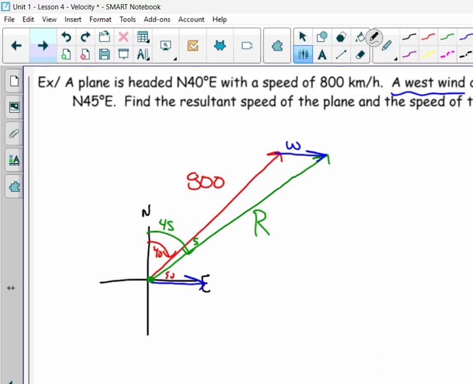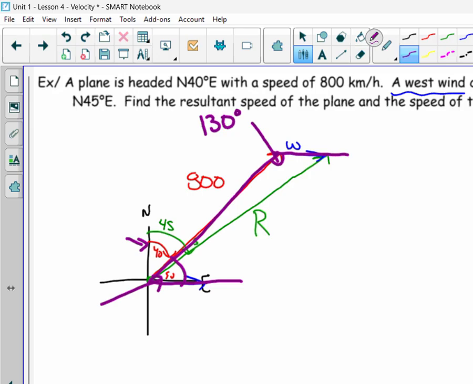I think I see one. Here's my wind, here's the plane, here's my wind. So if I knew the angle in the corner, which I do, we were told it was 50 based on the 40 up above, I can find the other angle up here. 180 minus 50 makes 130 degrees.